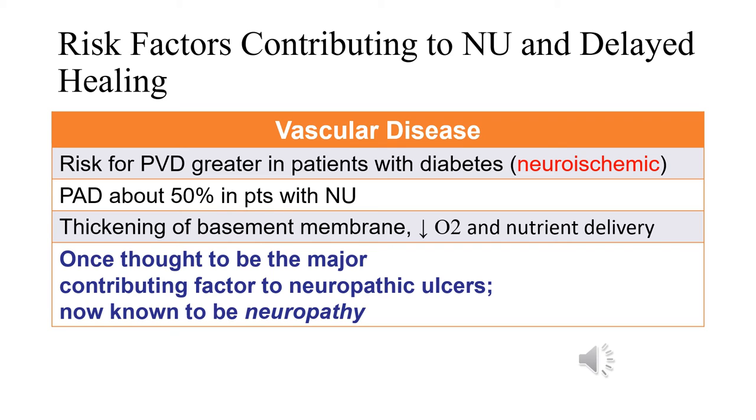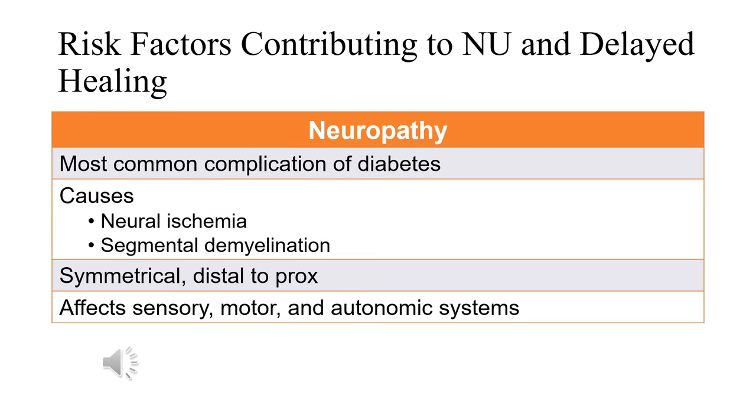We once thought that blood flow and vascular disease was really the most impactful factor, but we now know that it's neuropathy. However, these two do both occur frequently, and when you have both a neural component and a vascular component, you really set this patient up for failure and inability to heal. So when we're dealing with neuropathic diabetic foot ulcers, we really know that obviously neuropathy and function of our neural system is very important. It's the most common complication with diabetes.